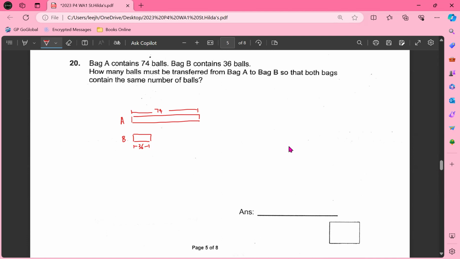So I'm going to transfer some balls from A to B so that both will contain the same number. So if I were to focus on the difference, let's find the difference first. 74 minus 36, 38. So I'm going to share 38 equally between two bags so that the number of balls in both bags will be the same after transferring. So I'm going to share this 38 half with bag B. So can you see that this is 38? I'm going to share this equally, which means I have to divide 38 by 2. My answer is 19 balls. Okay?